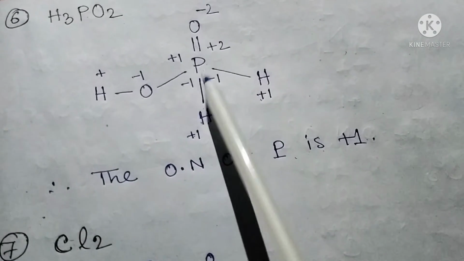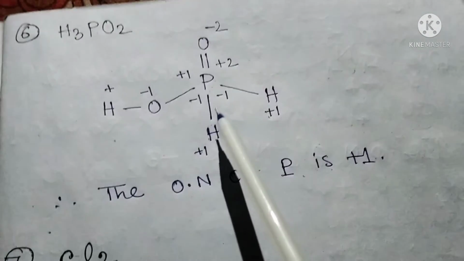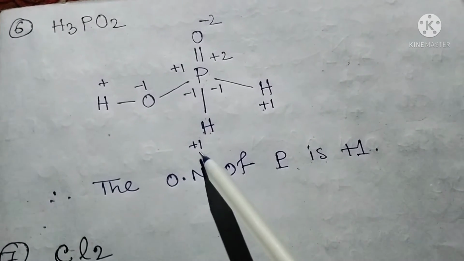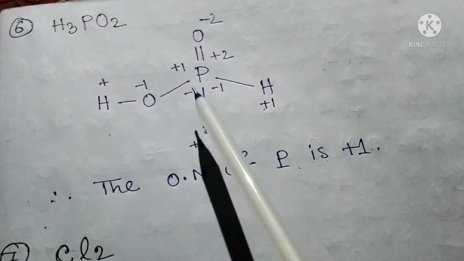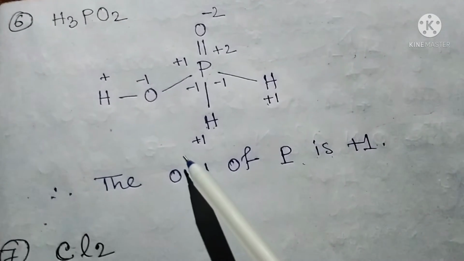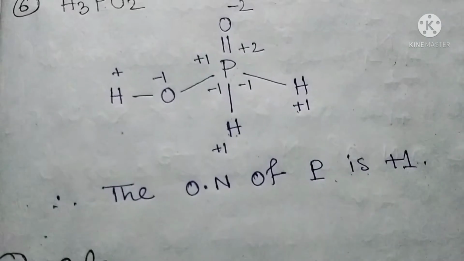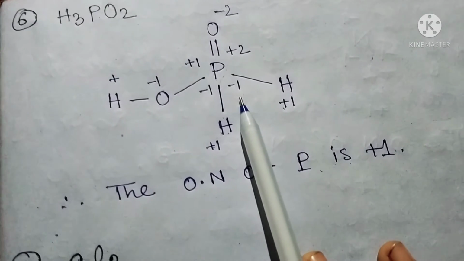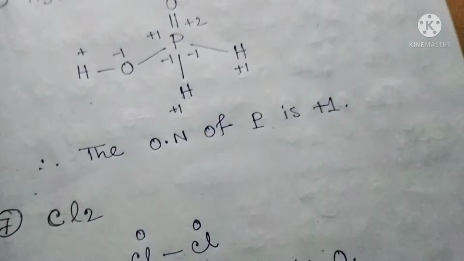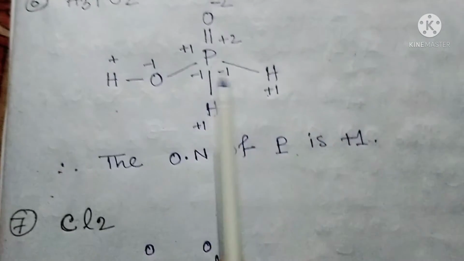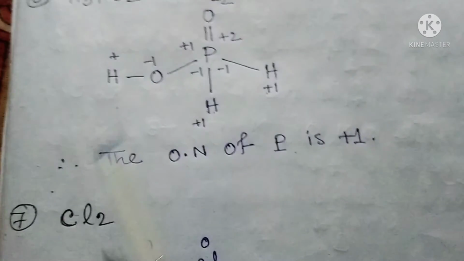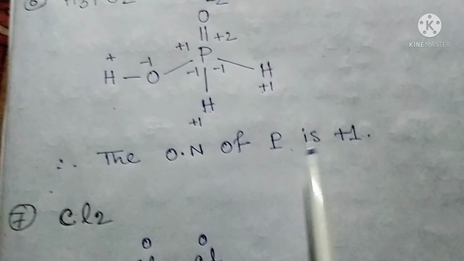Now students, these two, phosphorus and hydrogen, phosphorus is more electronegative than hydrogen. So in this phosphorus we get negative 1 charge and here we get positive 1 charge. And for the other hydrogen also we get negative 1 charge and positive 1 charge. So total is plus 2, plus 1, minus 1, minus 1. The oxidation number of phosphorus is plus 1.